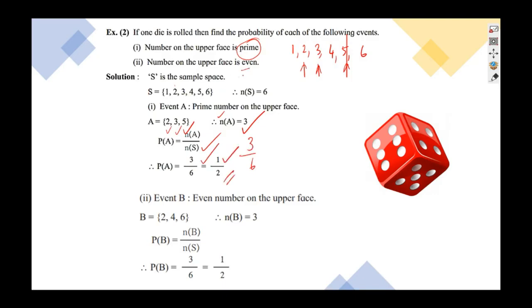But for the second part of the question, when it is an even number, we know that 2, 4, 6 are the even numbers, and naturally again that chance is also 1 upon 2, or probability is equal to 1 upon 2. This way we can simply solve it.